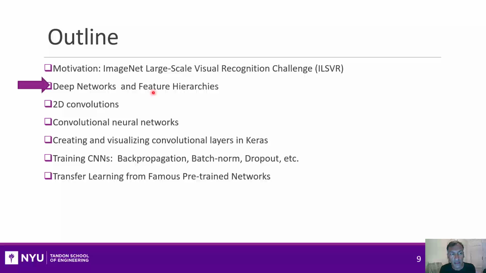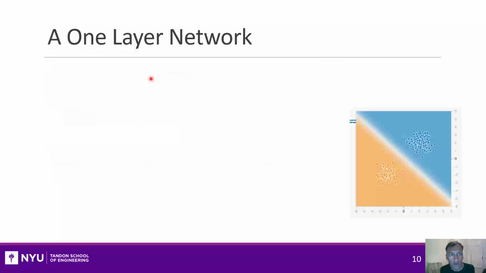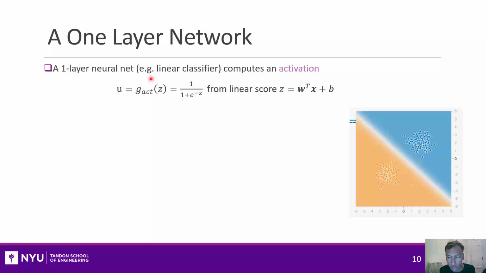Okay, so let me qualitatively describe why you might think that deep neural networks would be able to achieve the performance they did, and that will lead me to an important concept called feature hierarchies. So let's start by looking at what you might call a one-layer neural network, or really just a linear classifier. Suppose I have data which looks like this. I have a bunch of green dots and orange dots, and I want to classify or separate them. In this case, they're very linearly separable, so I could just use a standard linear classifier.